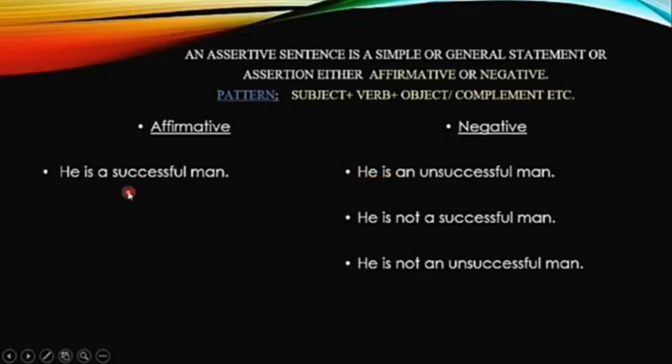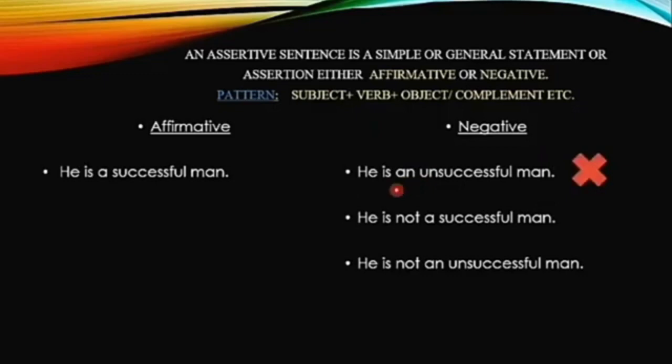Does it go with the sentence that is given already? He is a successful man. We cannot change the meaning. He is not an unsuccessful man. This is not even a negative sentence. There is no negative word here. Okay, so that's why this is a wrong answer.